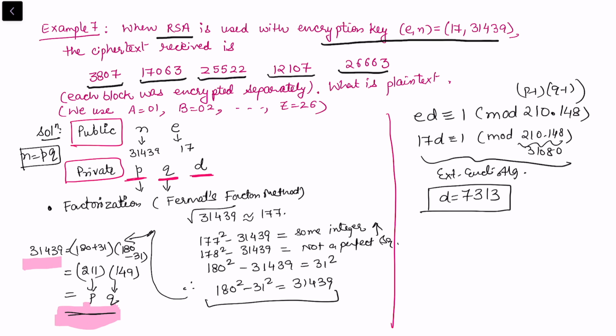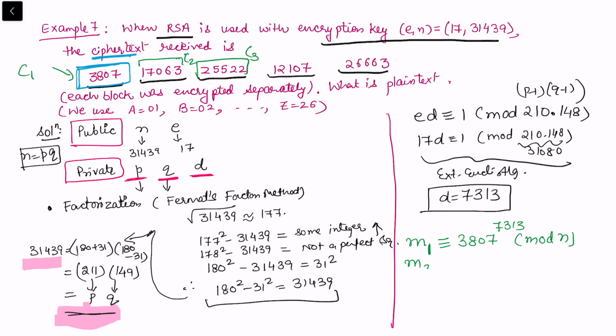Now once D is calculated, look at the individual blocks of the ciphertext as given. I want to find the original message. Let's call the first block C1, this one C2, this one C3 and so on. So the first message M1 is congruent to 3807 raised to the power D, that is 7313, mod n. And similarly I'm going to find M2, which would be the second block of the plain text. So I'm going to find the plain text. Similarly I'll find M3, M4 and M5.